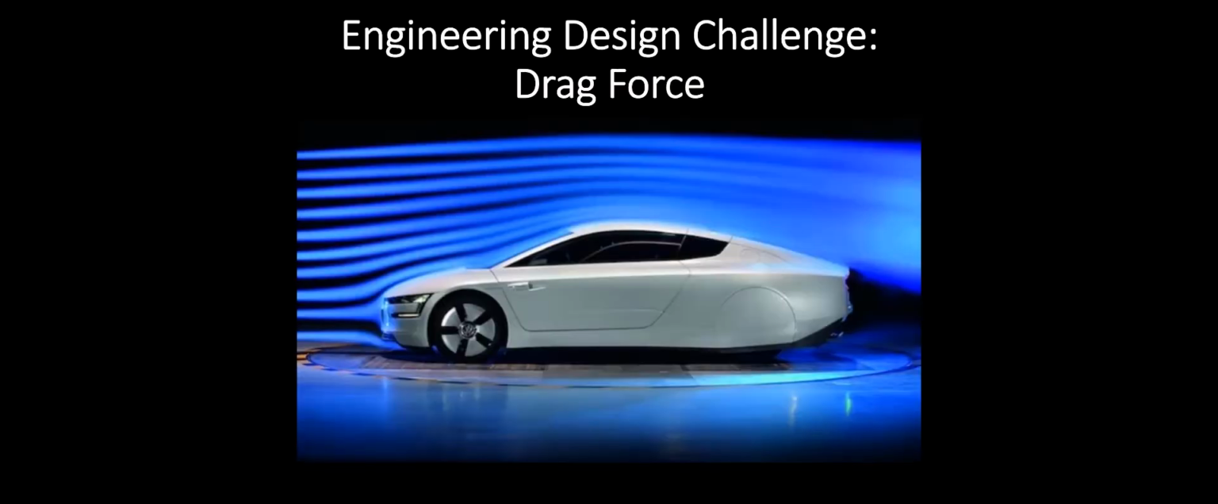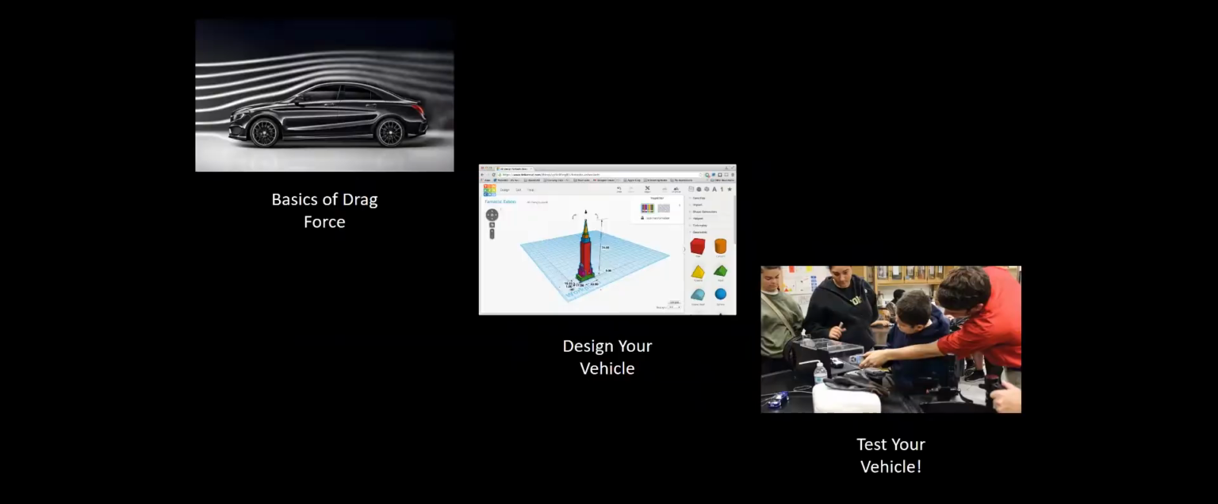This is the second module in our 3D printing and engineering design video series, and today I'm going to give you your first engineering design challenge. You will have to design a vehicle so that the drag force on it is as small as possible. Today, we will learn about drag force, and you'll design your own aerodynamic vehicle in Tinkercad and load it up to 3D print. After it is printed, you'll test your print in our wind tunnel to see just how aerodynamic it is.